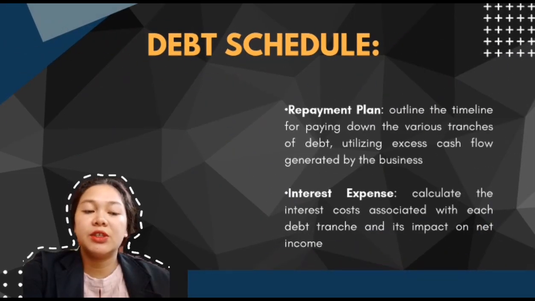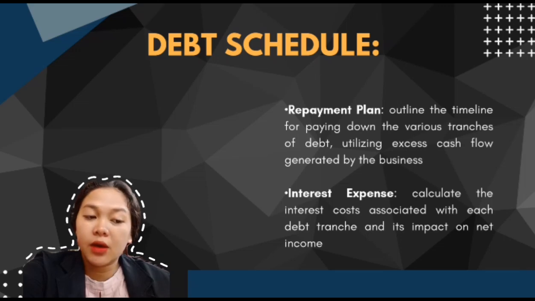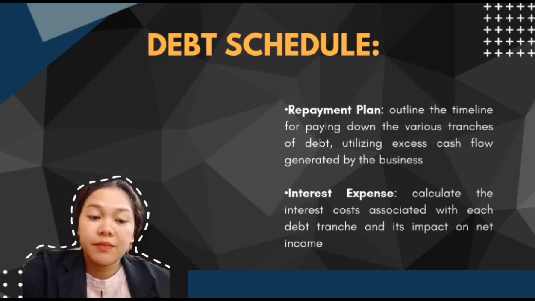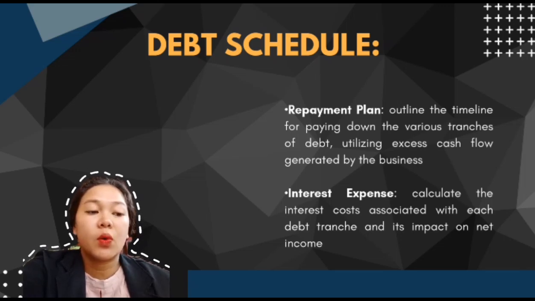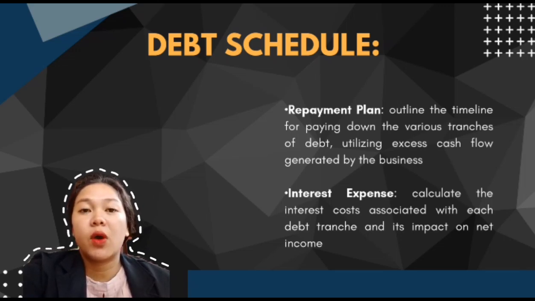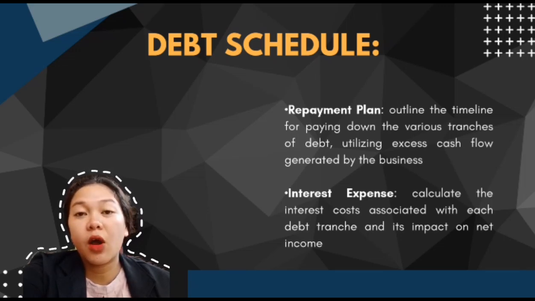So the debt schedule is the repayment plan. The repayment plan is the timeline of paying down the various tranches of debt utilizing excess cash flow generated by the business. It is an agreement between a borrower and a lender outlining how much the borrower will pay each month and over how many months or years the loan will be paid.